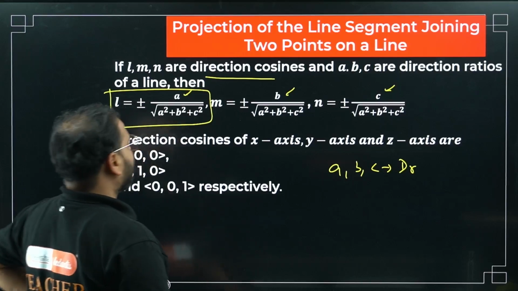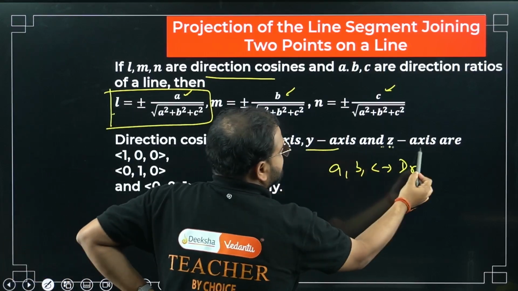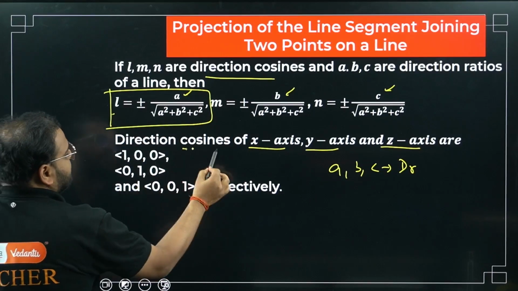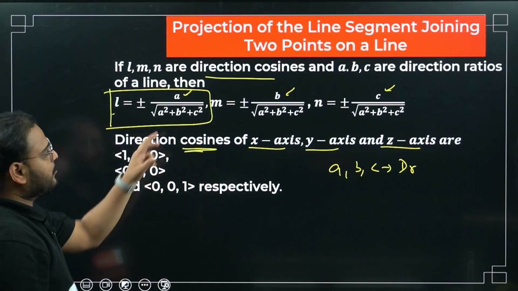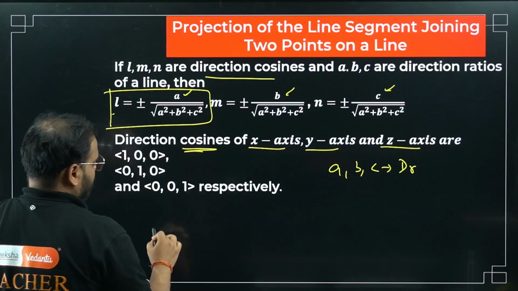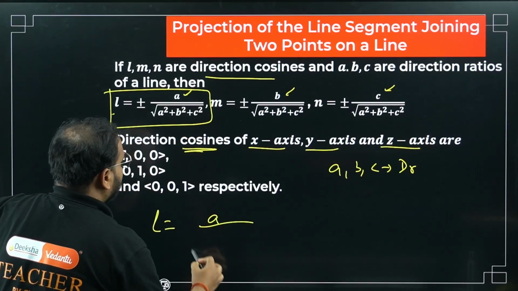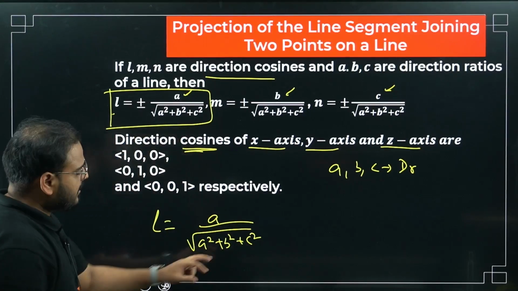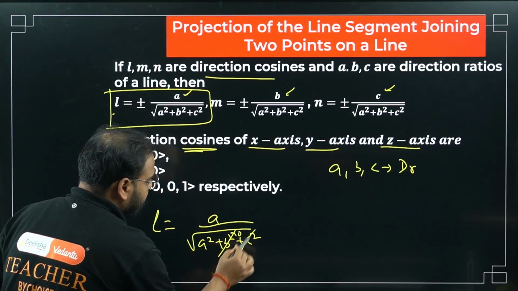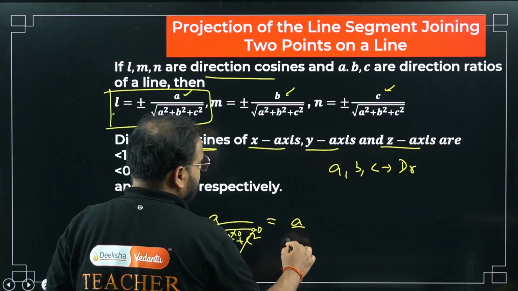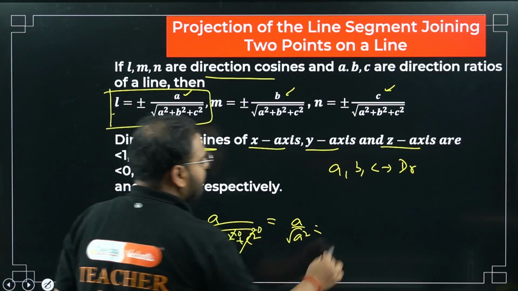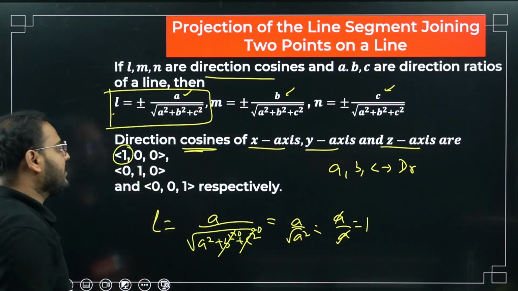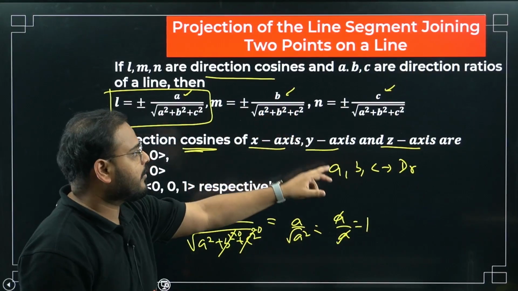Same goes for the others. If you write for the x-axis, y-axis, and z-axis, meaning you take the component across the x-axis, the direction cosine values will be 1, 0, 0. How? Because if you take B and C as 0, L equals A upon the square root of A square plus B square plus C square. B and C are 0, so you get A upon A square root, which is A upon A, and the answer is 1. The rest will be 0 because B and C are 0.